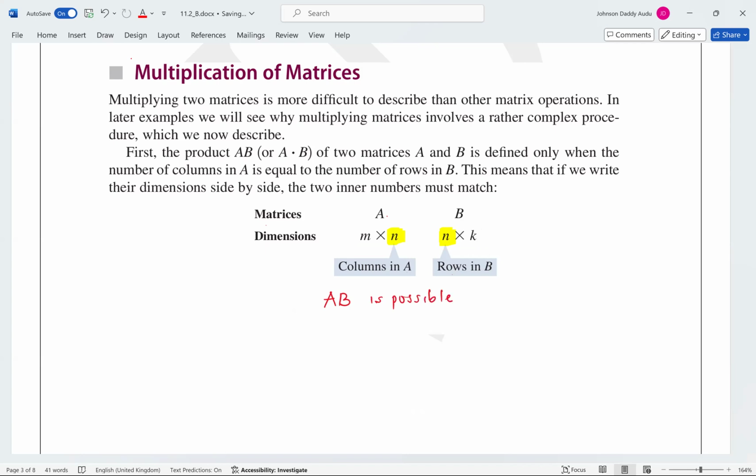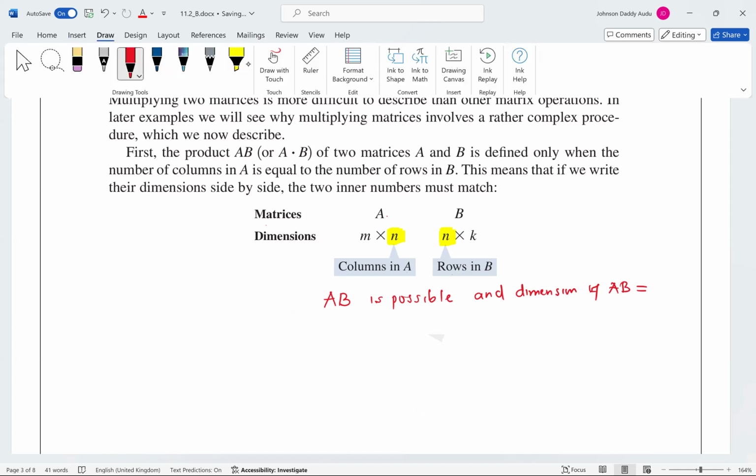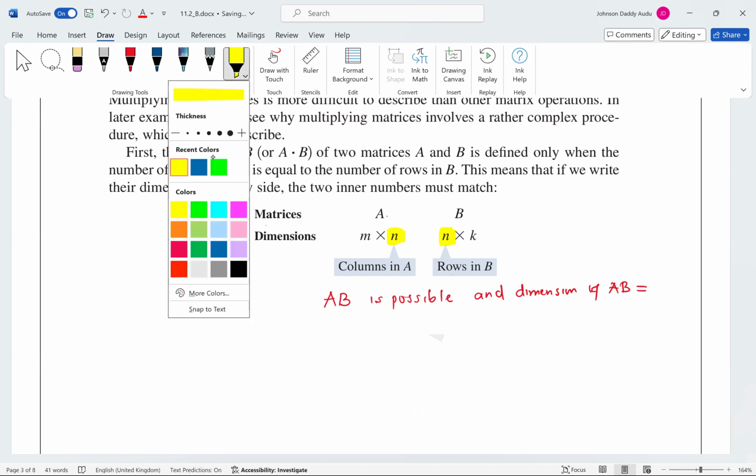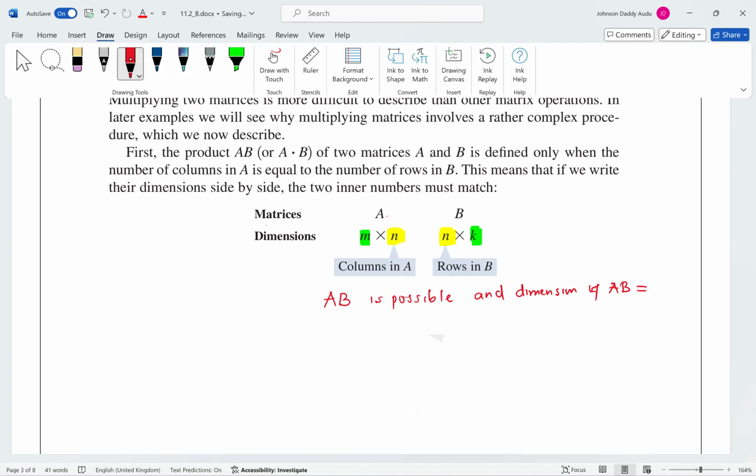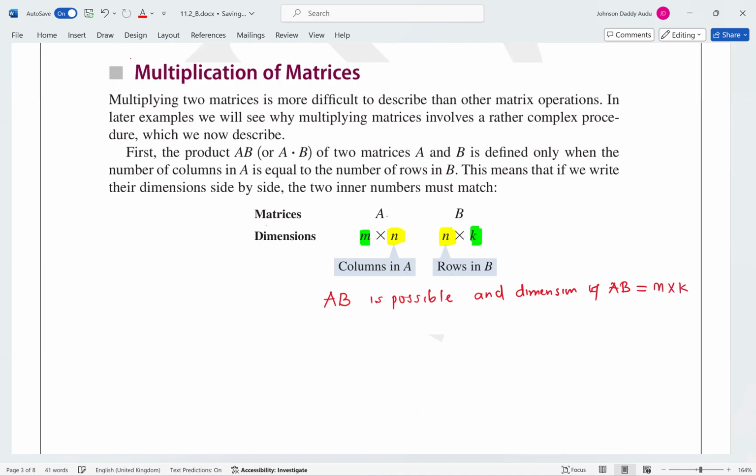Now, AB is possible, and what will be the dimension of AB? The dimension of AB is going to be this one, this two, M by what? By K. So AB is going to be M by K. All right.